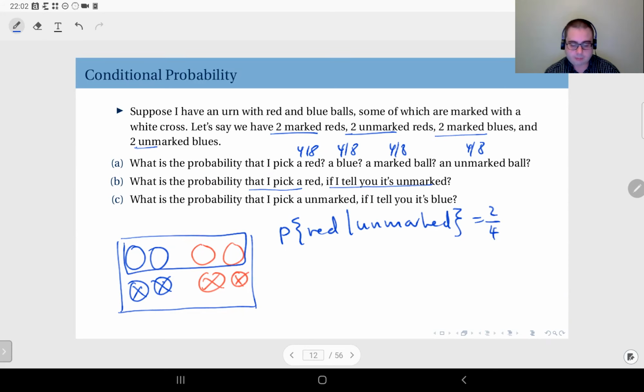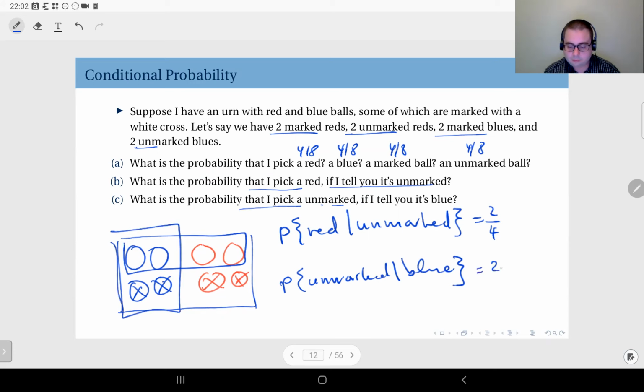Or what is the probability that I pick an unmarked given it's blue? So this is the new sample space, and unmarked is 2 divided by 4. So 1/2. Observe that this equals probability red without this information. And this one also equals the probability unmarked.